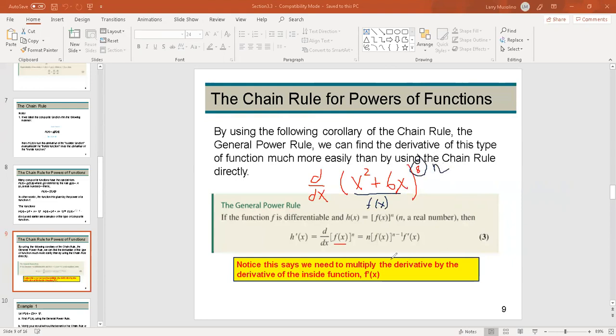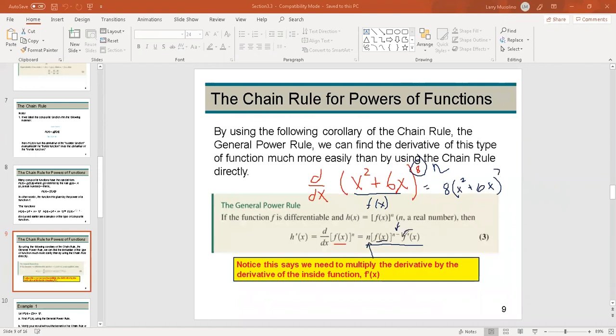Let me go ahead and plug into the right-hand side of this template. It says bring the 8 down in front as a multiplier. Then notice it says leave f of x alone inside the parenthesis, so I'm going to write x squared plus 6x. Then I have to decrease the exponent by 1. This is the power rule. 8 minus 1 is 7.